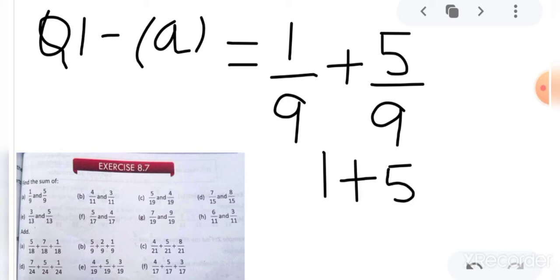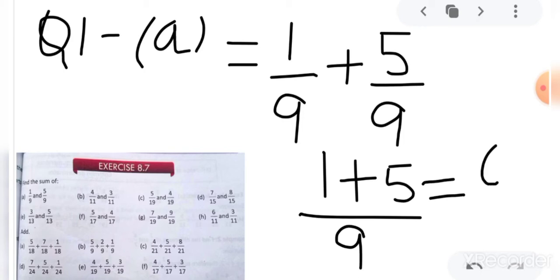Firstly we have to add the numerators, and then we have to write the denominator. 9 is there in the first fraction also, and 9 is there in the second fraction also, so we will take it as a common denominator. We will not add the denominators, we will take it as a common denominator. So what will be the answer? 1 plus 5 is 6, divided by, or you can say upon 9, this will be our answer. This way we will add like fractions.